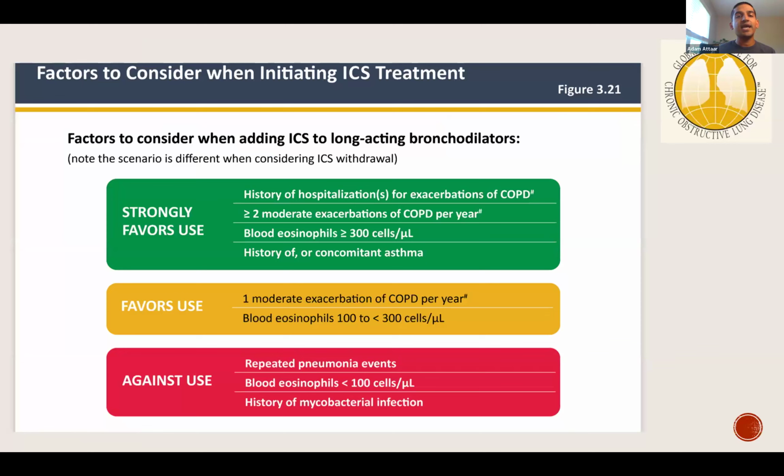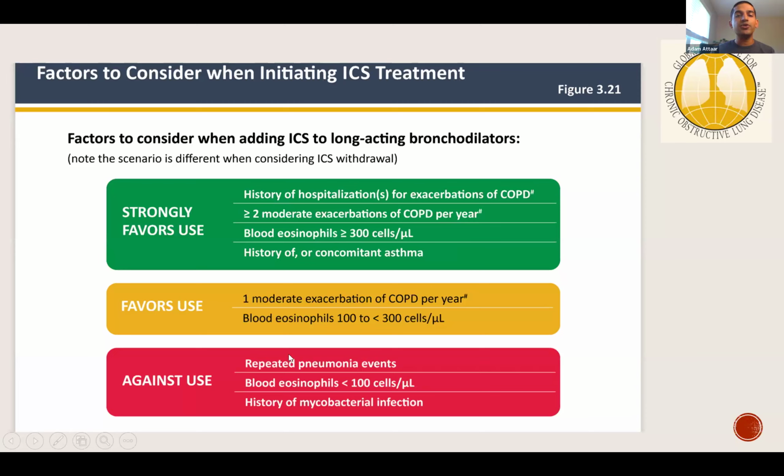The GOLD guidelines have put out some criteria for how you should use inhaled corticosteroids. You should consider their use in patients who are having severe exacerbations or frequent exacerbations. These patients should then be on triple therapy: inhaled corticosteroid, as well as dual long-acting bronchodilators. There's also a biomarker, the blood eosinophil level, that can help determine use of inhaled corticosteroids, as patients with higher blood eosinophils have been shown to respond better. Furthermore, patients with asthma-COPD overlap also benefit from inhaled corticosteroids.